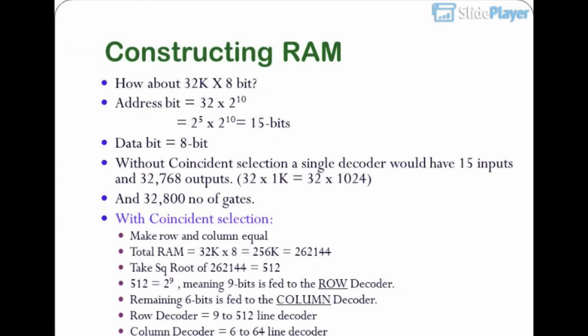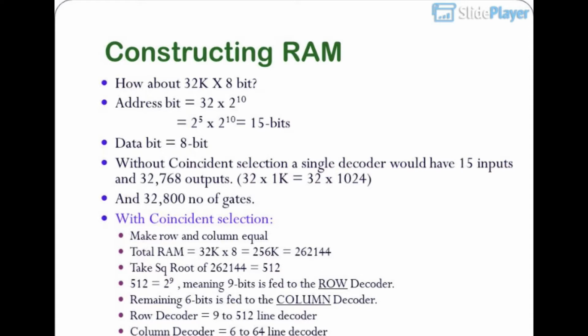Constructing RAM. How about 32K x 8-bit? Address bits: 32 x 2^10 = 2^5 x 2^10, equals 15 bits. Data bits equals 8 bits. Without coincident selection, a single decoder would have 15 inputs and 32,768 outputs, that is 32 by 1K, 32 by 1024, and about 32,800 gates.